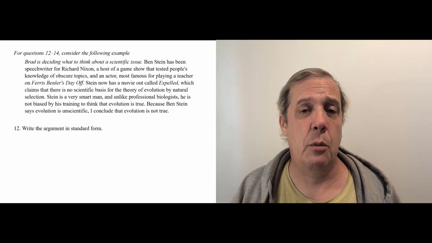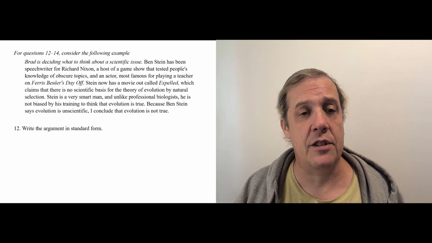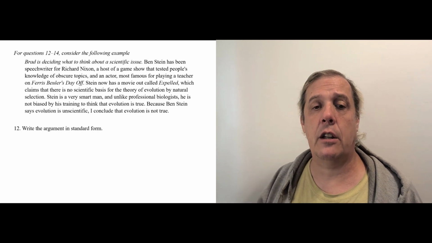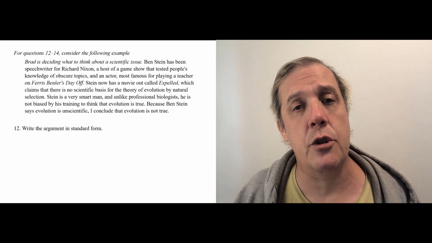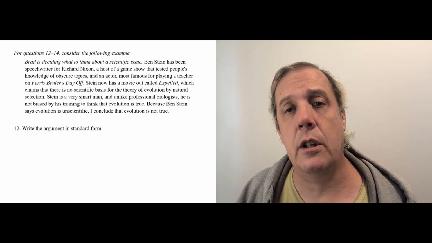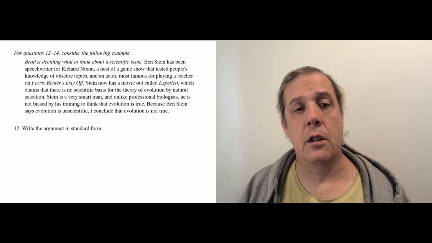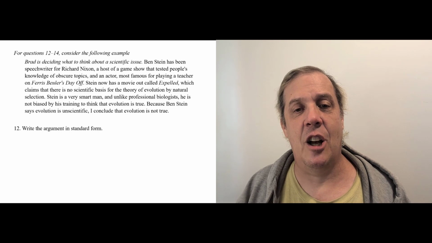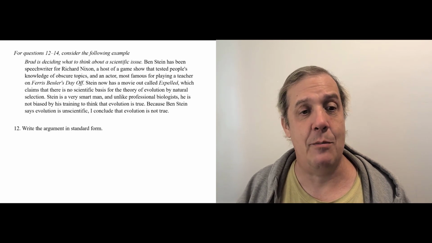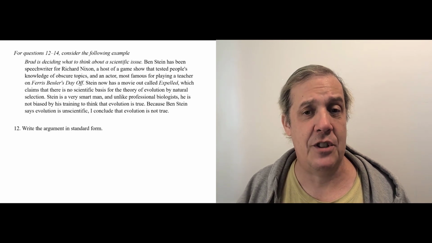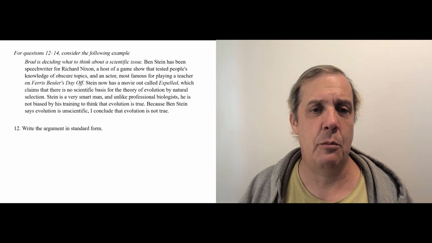Stein's a smart man, Brad thinks, and unlike professional biologists, he's not biased by his training into thinking evolution is true. So because Ben Stein says evolution is unscientific, I conclude that evolution is not true. This is clearly an argument by authority. We've got the because and the I conclude that. And the because is a statement about what someone else said. Ben Stein says it, so it must be true.